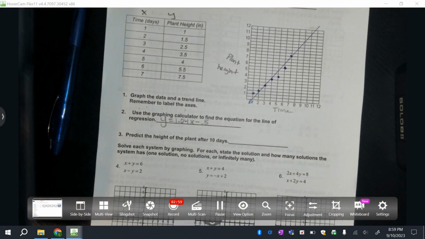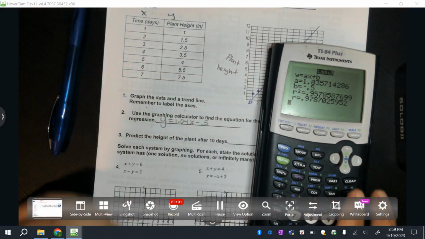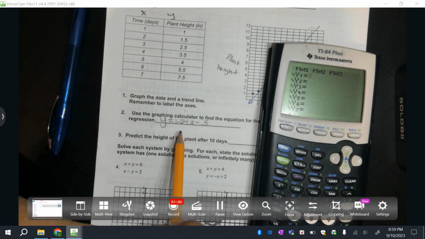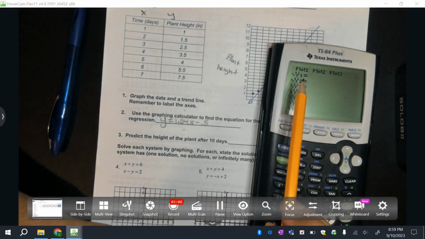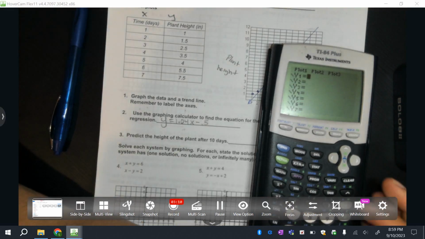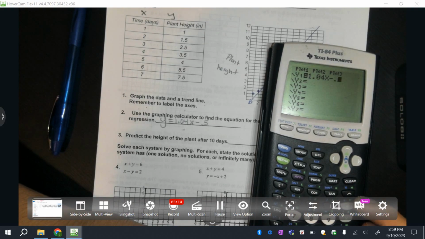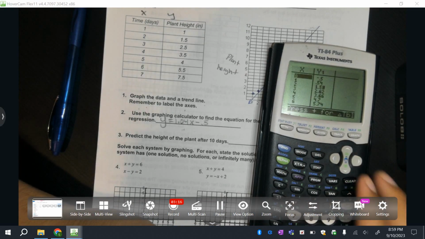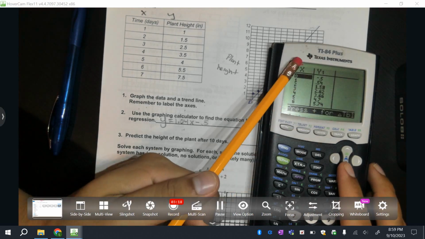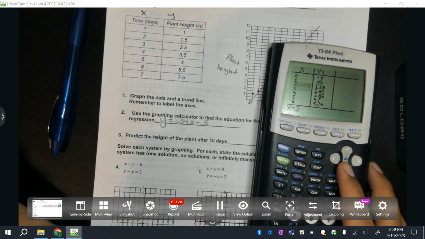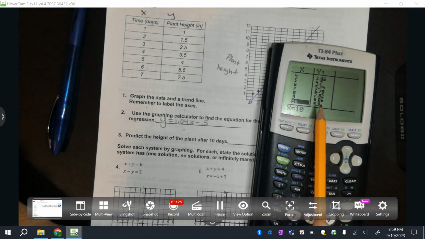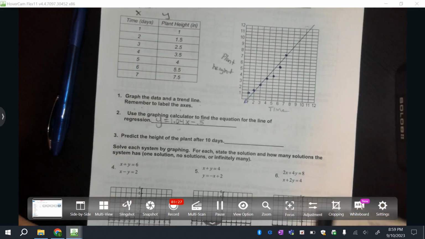Alright, then for number 3, we are going to predict the height of the plant after 10 days. So we're going to use the regression equation and put it into y equals: 1.04x minus 0.5. Go to table. We know that x represents the number of days, and let's go to day 10. So when x is 10, the plant height is going to be 9.9 inches.